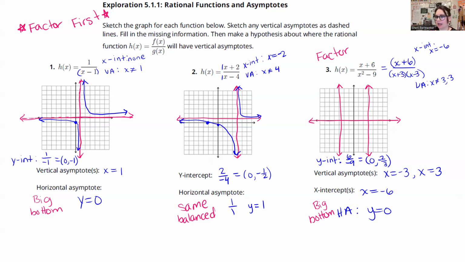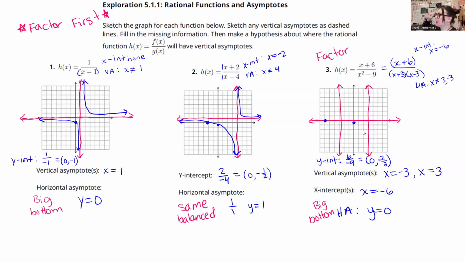Intercepts. My x-intercept is at -6. And my y-intercept is at -2/3. Again, I'm not going to split hairs. It's somewhere in between 0 and -1.